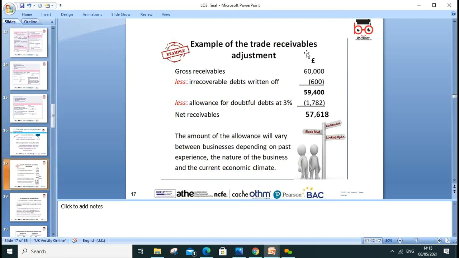So gross receivables less irrecoverable debts, for this example. And then for the allowance, you can calculate the allowance and subtract it as well. So debit the allowance and credit. Any questions? No.